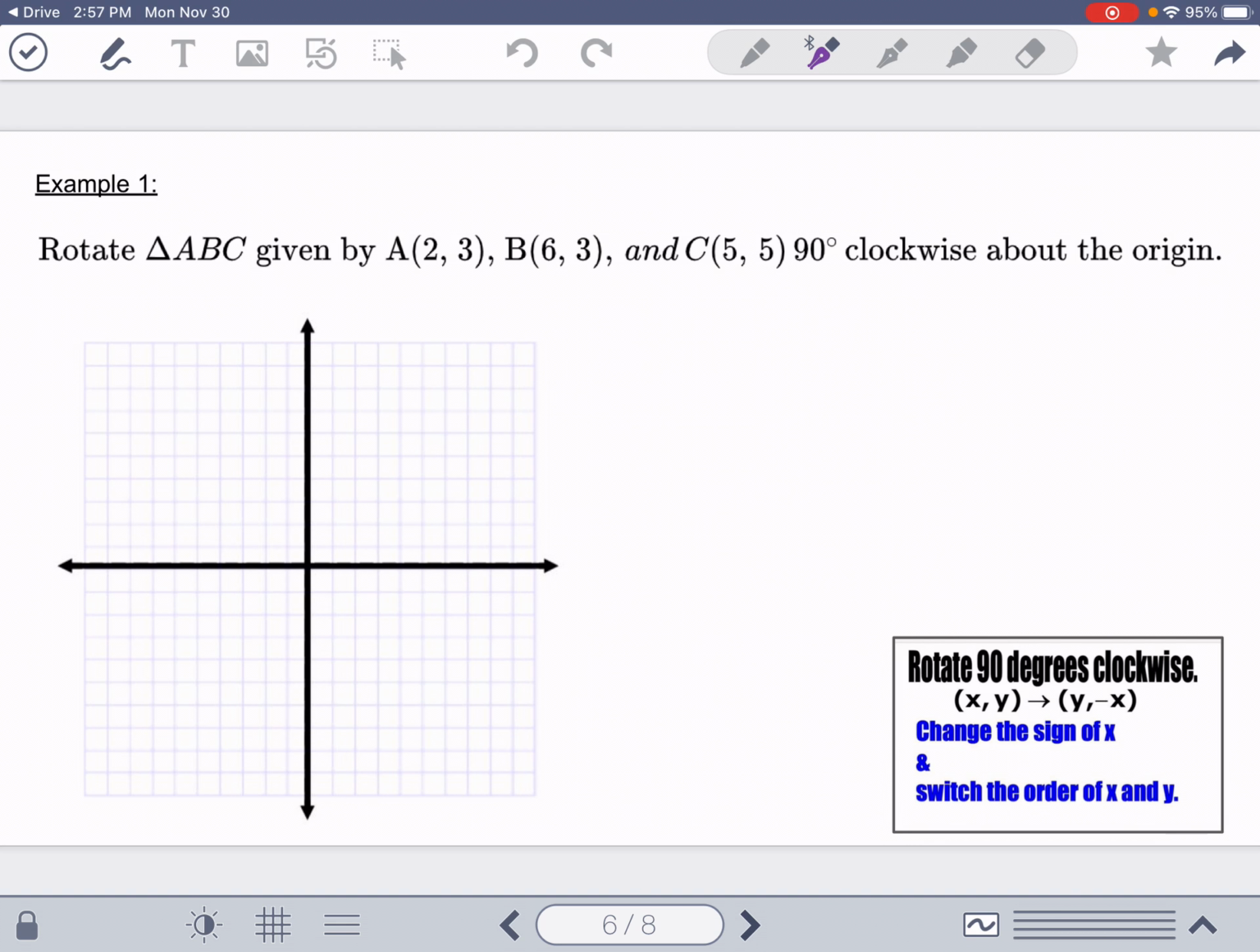First of all, I'm going to rotate triangle ABC, and my A, B, and C coordinates are (2, 3), (6, 3), and (5, 5). I'm going to rotate them 90 degrees clockwise. So you would go back and look in your notes and see that to rotate 90 degrees clockwise, you switch the order and then change the sign of X. So first I'm going to plot. There's A. There's B, and C is (5, 5).